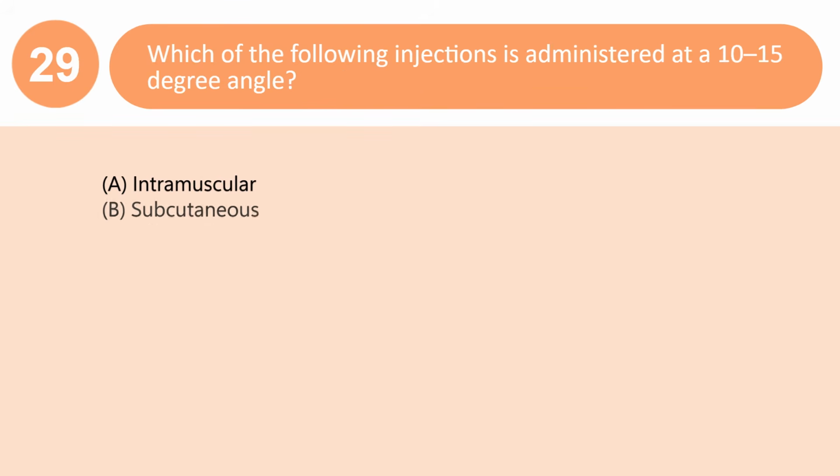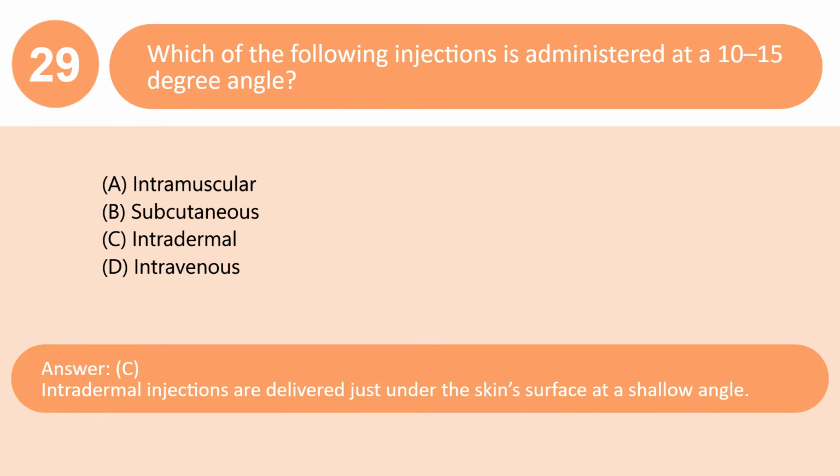Which of the following injections is administered at a 10 to 15 degree angle? A. Intramuscular, B. Subcutaneous, C. Intradermal, D. Intravenous. Answer: C. Intradermal injections are delivered just under the skin surface at a shallow angle.